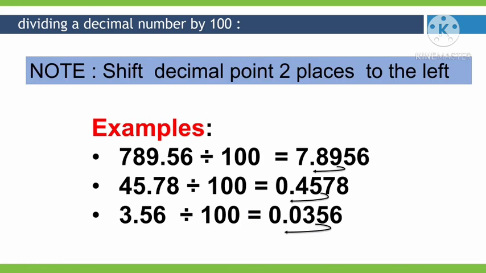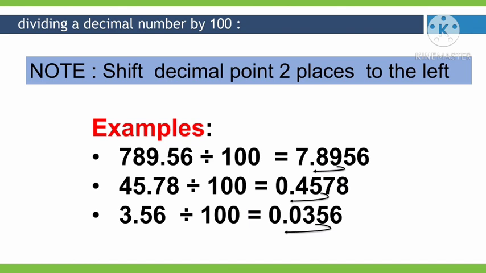Look at these examples, children. We want to divide the given decimal by 100. So here the divisor is 100, which has two zeros. So you want to shift the decimal place two places to the left. So check the example here, 789.56 divided by 100. So the decimal point is after 9. You want to shift two places to the left. So it will come 7.8956.